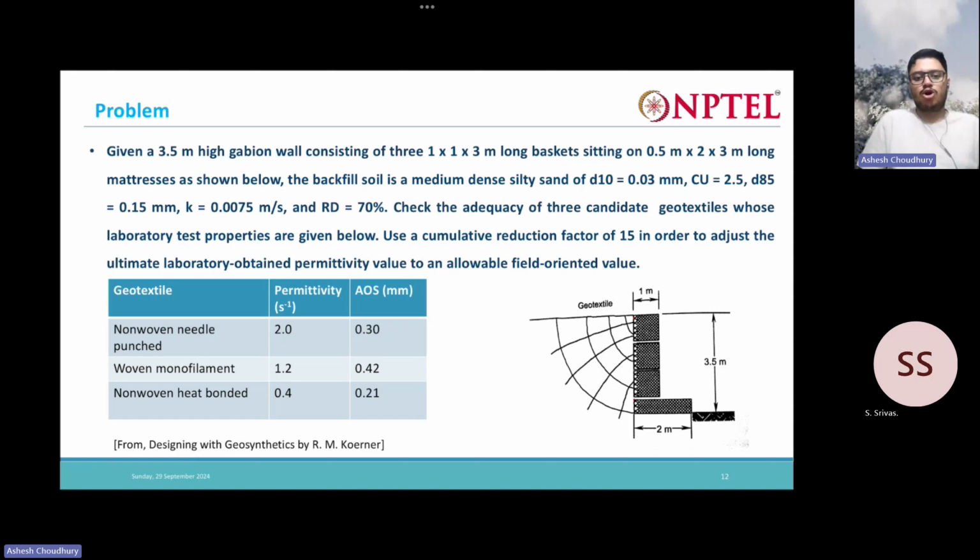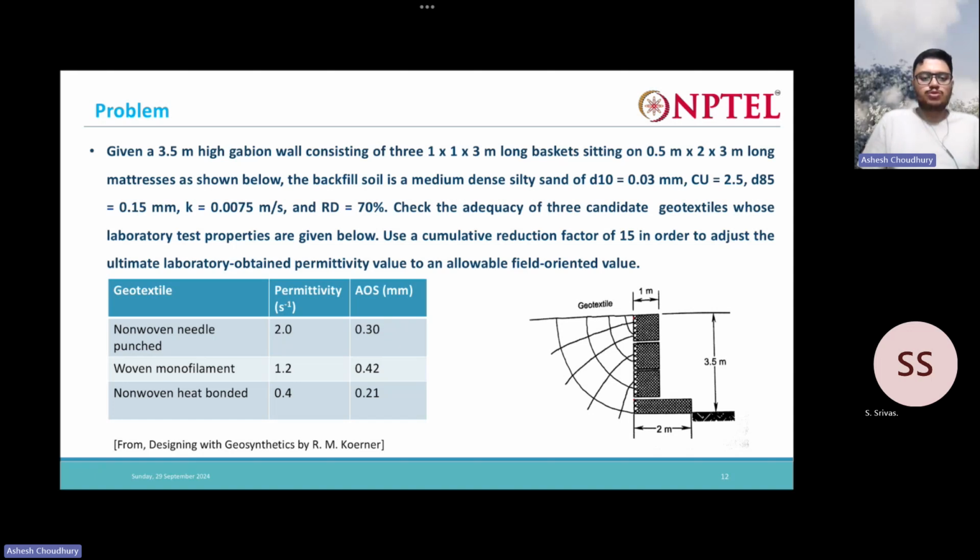Check the adequacy of three candidate geotextiles whose laboratory test properties are given below. Use a cumulative reduction factor of 15 in order to adjust the ultimate laboratory obtained permittivity value to an allowable field oriented value. So that cumulative reduction factor is given, which we have to divide the given permittivity values by to get the design value. So we will see that. Finally, you decide which geotextile we can use for this purpose.